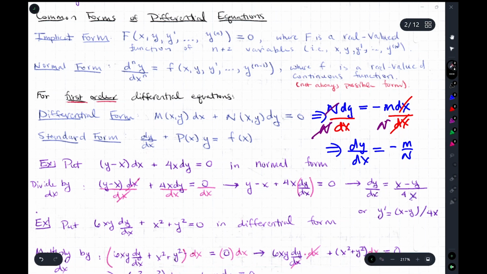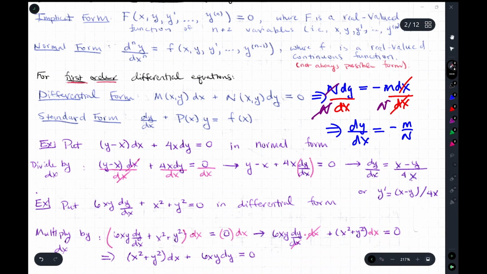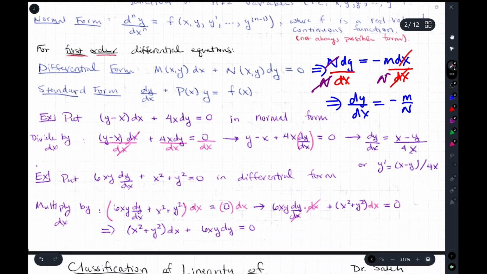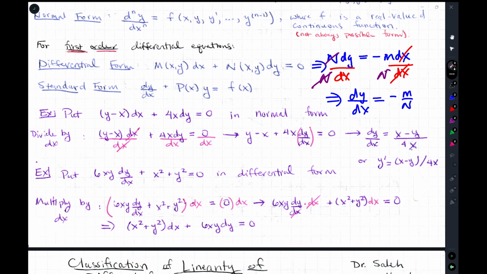We'll also see when we get into linear first-order differential equations that this form here will be called standard form, where you have the first order derivative plus some p(x), some function of x, okay, times y is equal to some function f of x. Okay, this is called standard form. And we'll be using that, especially when we discuss linear equations for first order differential equations.